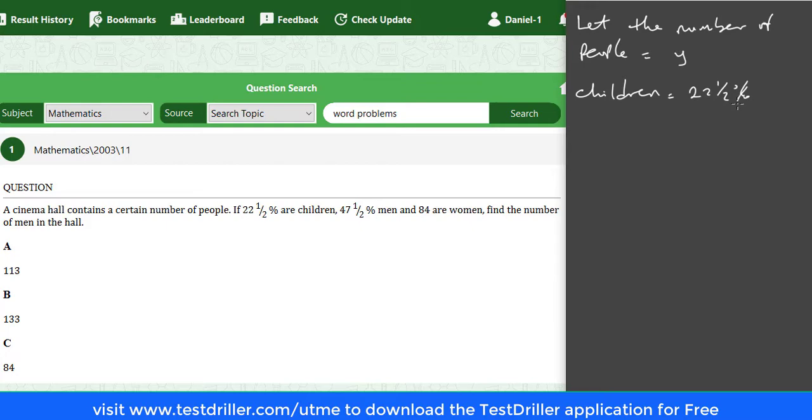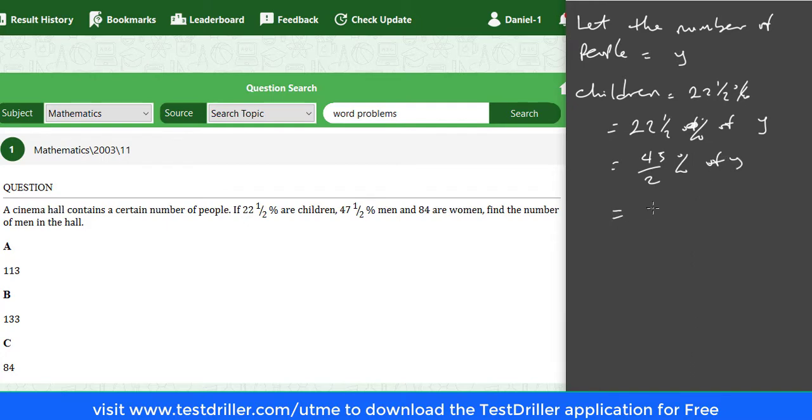So which means the number of children there is 22.5% of y. You can write it in a better way as a fraction. You have to convert percentage to fraction before you can do any computation. So you can write it as 22 and a half. If you take this as an improper fraction, you get 2 times 22, that will give you 44 plus 1, that's 45 over 2% of y.